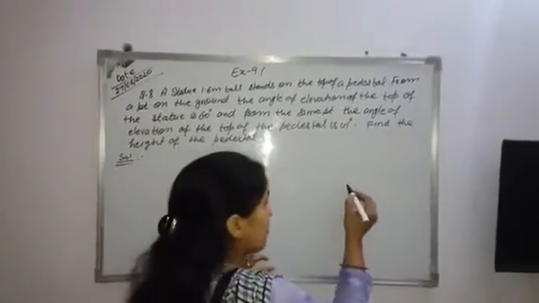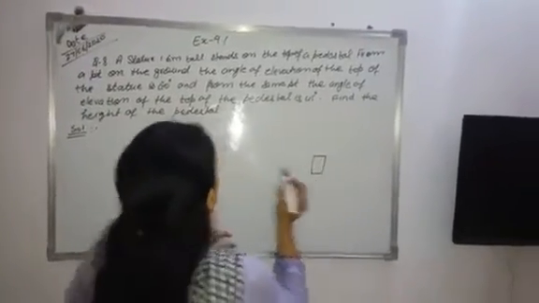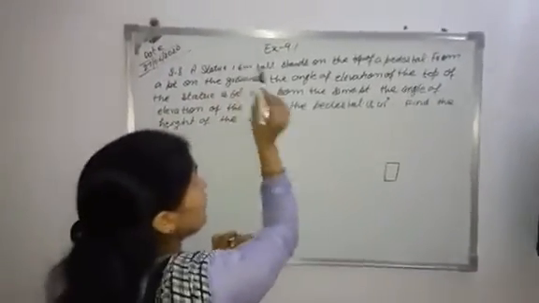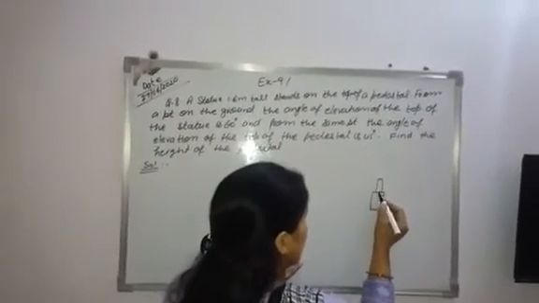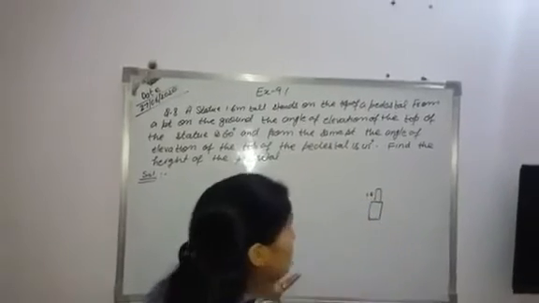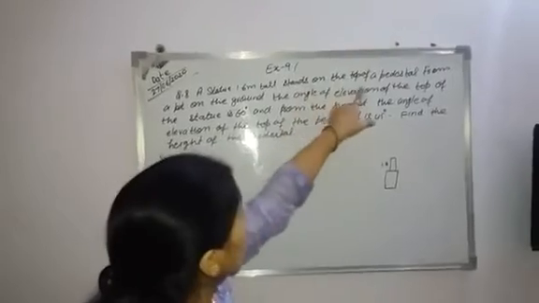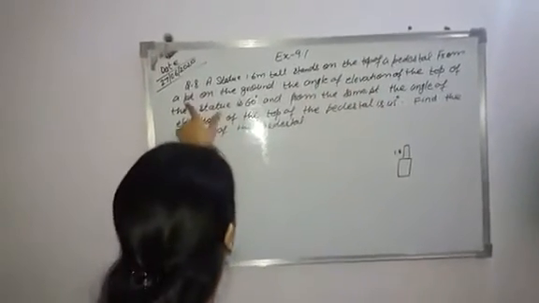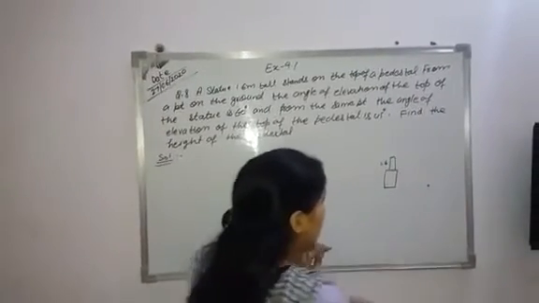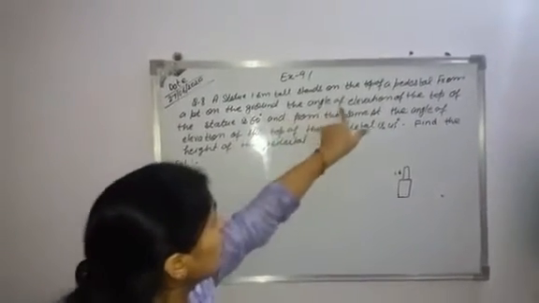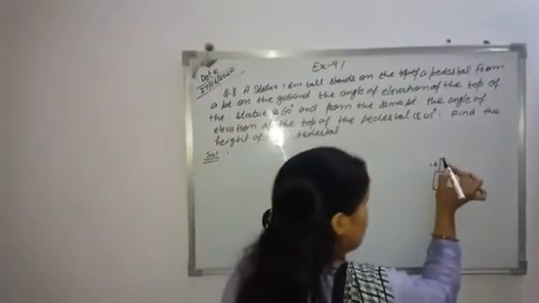Here suppose this is the pedestal, and suppose this is the statue. A 1.6 meter tall statue is on the top of the pedestal. From a point on the ground, suppose this is a point on the ground, the angle of elevation of the top of the statue, top of the statue, it means this one.